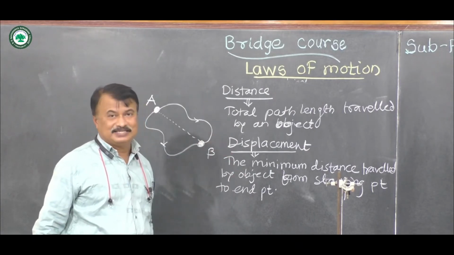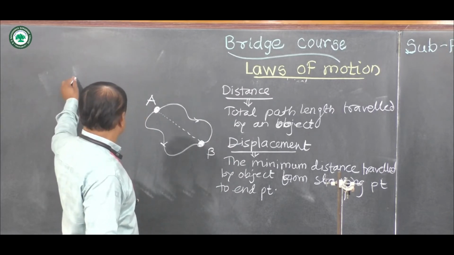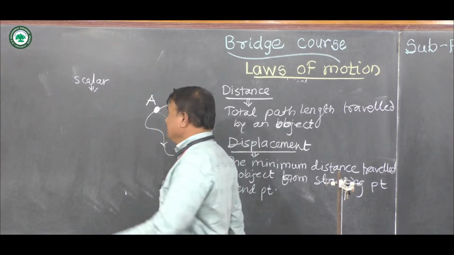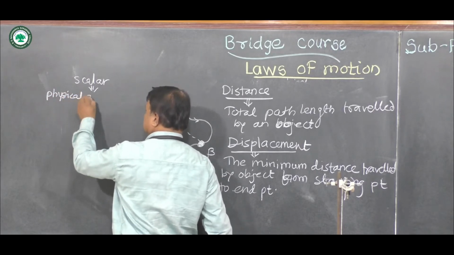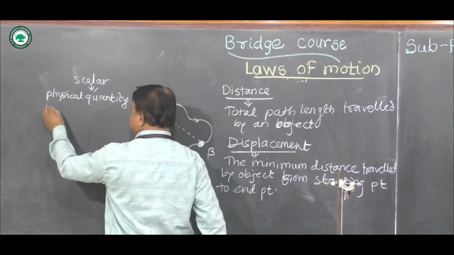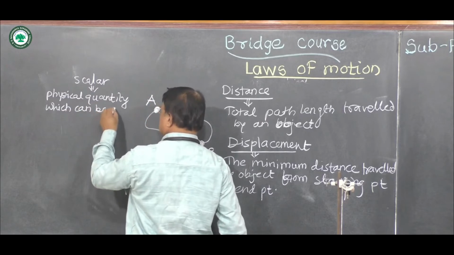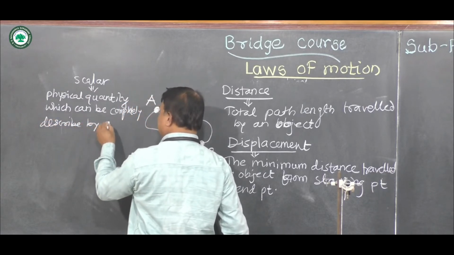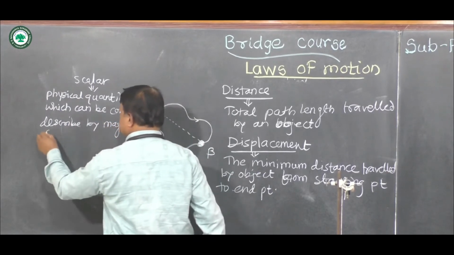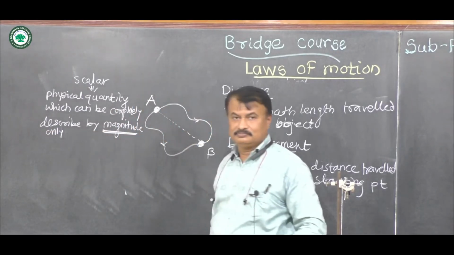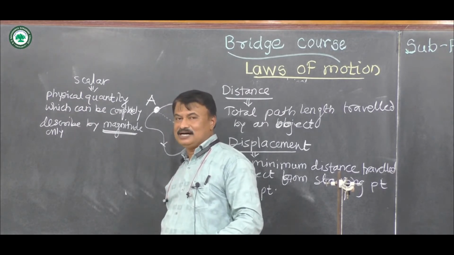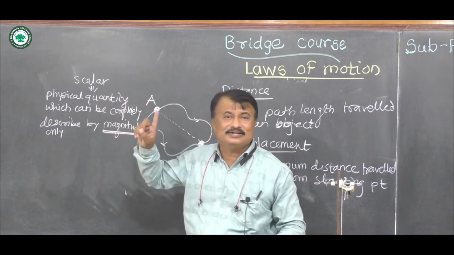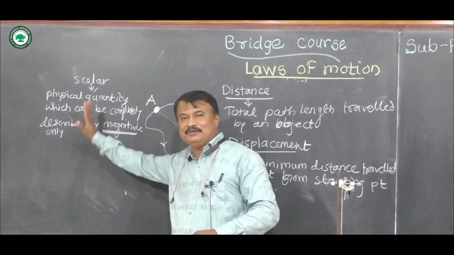Now, what is the difference between distance and displacement? We know two types of physical quantities. First, scalar. Everybody knows the scalar. A scalar is a physical quantity which can be completely described by magnitude only. In that case, there is a requirement of only magnitude. Examples of scalars are length, mass, and time. So for a scalar physical quantity, there is a requirement of only magnitude, and then this quantity can be completely described.